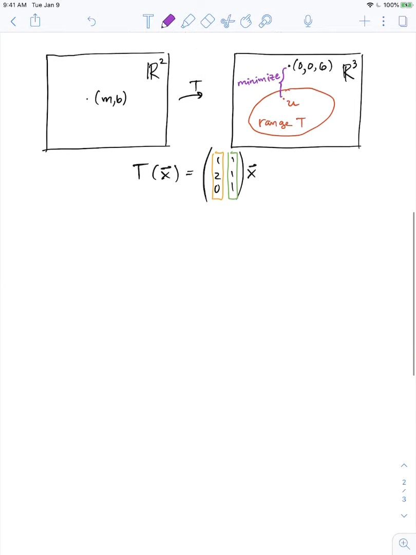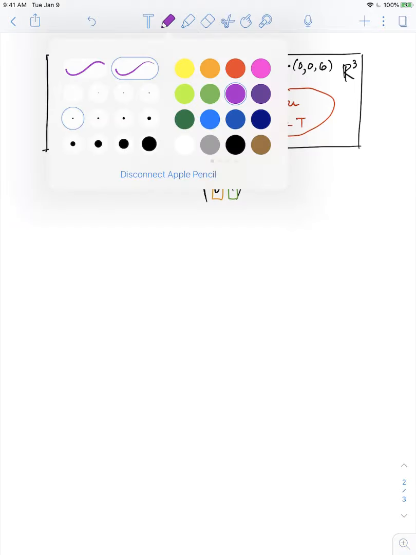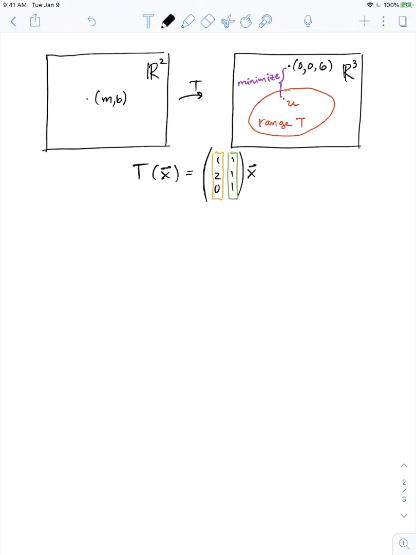So our problem has become a linear algebra problem. We're trying to find the shortest distance from (0, 0, 6) to the range of that mapping. All right, and we know at this point that that shortest distance is some kind of projection. Okay, so here's what we got to do. Let U be the range of T. So that red blob, that's U.